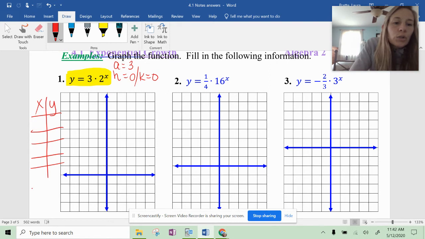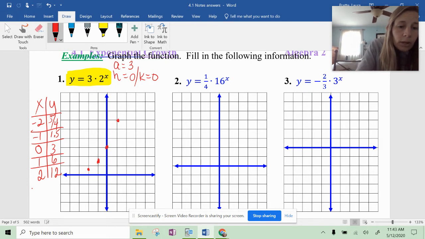to get this. So if I put in my 0, since that will be my y-intercept, I'm going to get a 3. If I put in a 1, I get 6. If I put in a 2, I get 12. And then if I put in a negative 1, I get 3 over 2, or 1.5. If I put in negative 2, I get 3/4, or 0.75. So now I'm going to graph this: negative 2 and 3/4, negative 1 and 1.5, 0, 3, 1, 6, and then that's all that I can really fit.